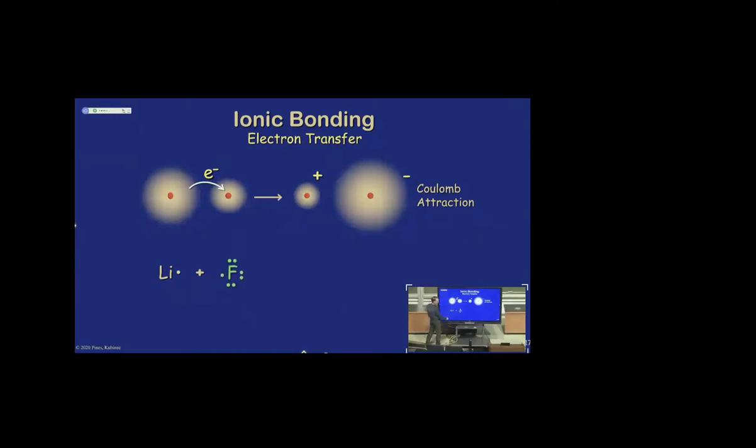Here's lithium, fluorine, electropositive, electronegative. Fluorine, the more electronegative element. The electron transfers to the fluorine, leaving lithium, the positive charged ion, and fluorine, the negatively charged ion. And that is an ionic bond. Those two then stick together close in space due to the plus minus Coulombic attraction. And sodium chloride, the same thing.